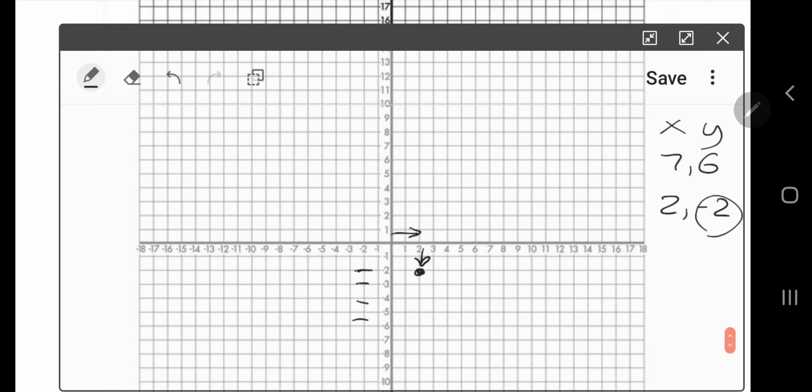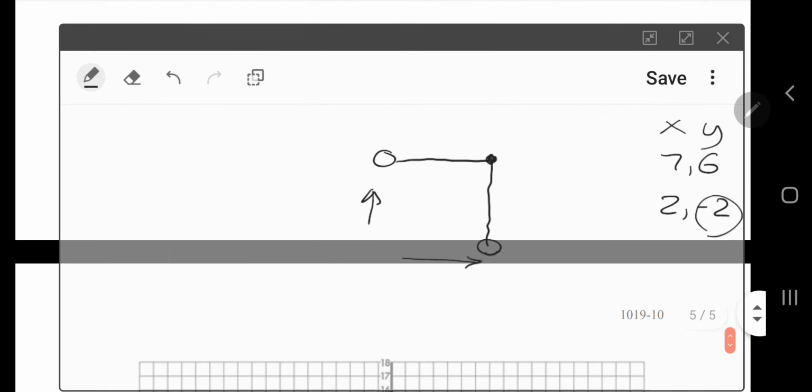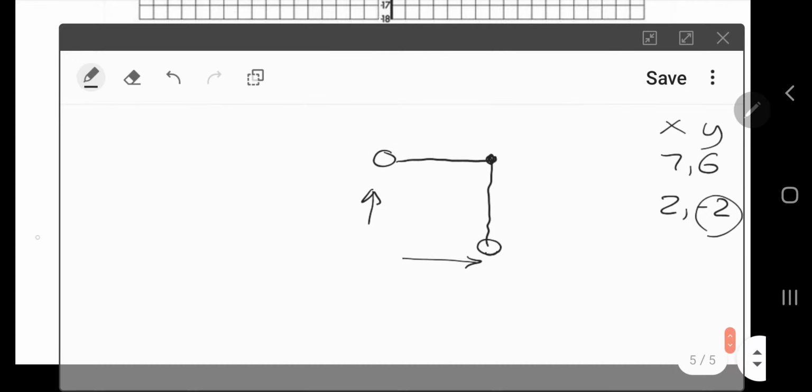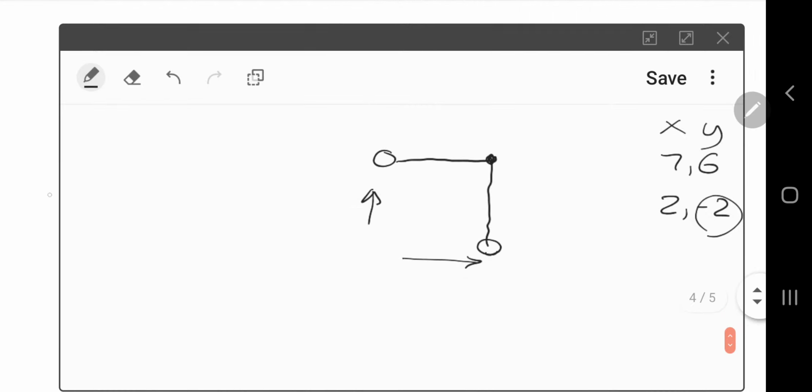Now let's try 7, 6. So like before, 7 would be the x, which means you would go all the way to the right, 7, and you would go up 6, which is over here. All you have to do is match it. 7, 6 would be right here. So you guys could try the rest on your own. And there should be a hint somewhere.